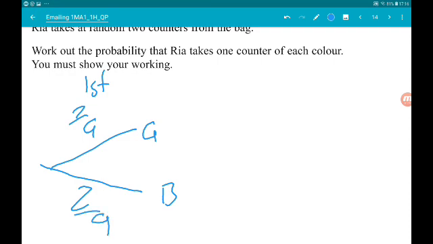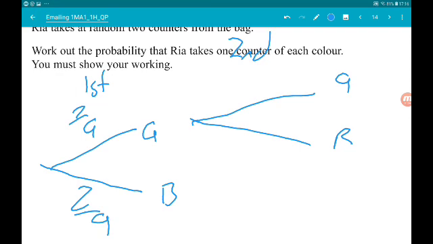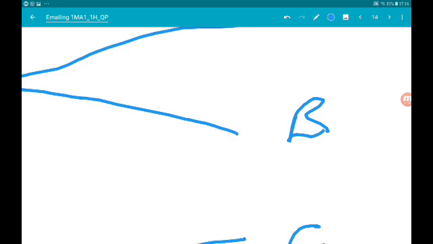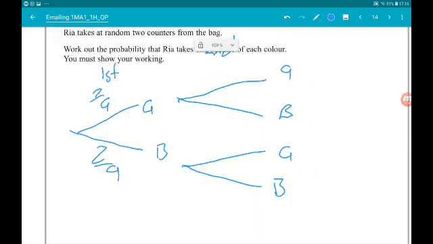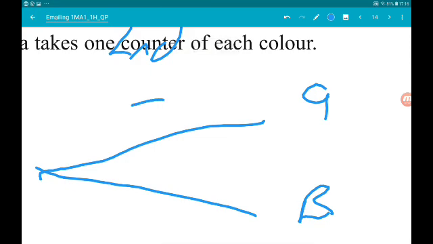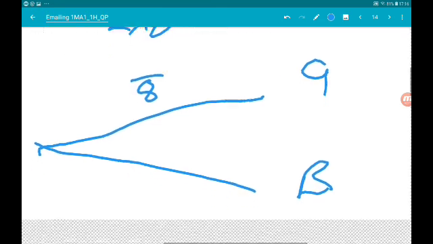Now we need to be really careful here with our second branches, because what happens on the first affects the probabilities on the second. If there were 9 counters in a bag, Rita takes 1 out, there are 8 counters left in the bag. So each of these probabilities is something over 8.